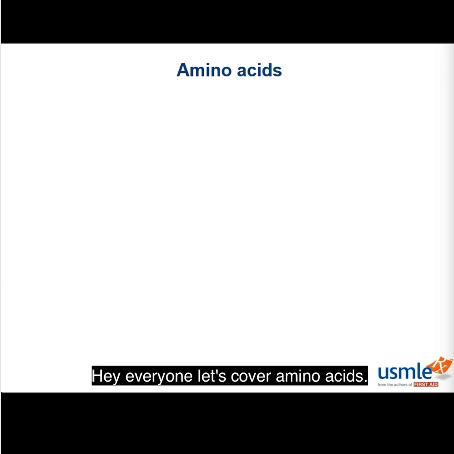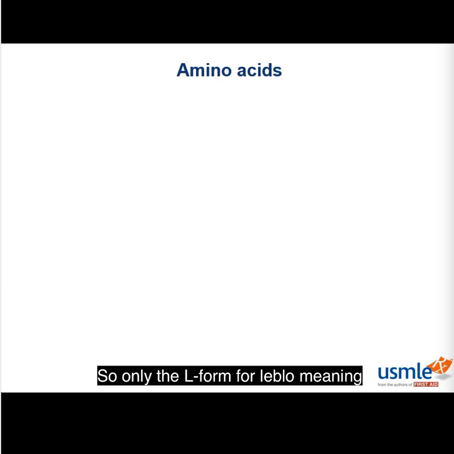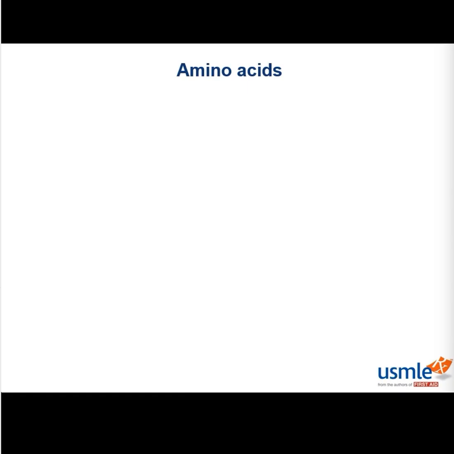Hey everyone, let's cover amino acids. So only the L form, for levo, meaning left, of amino acids are found in proteins. Amino acids can be categorized by whether they're essential or non-essential, whether they're glucogenic, ketogenic, or both, and whether they're acidic, basic, or neutral. Don't overthink this.